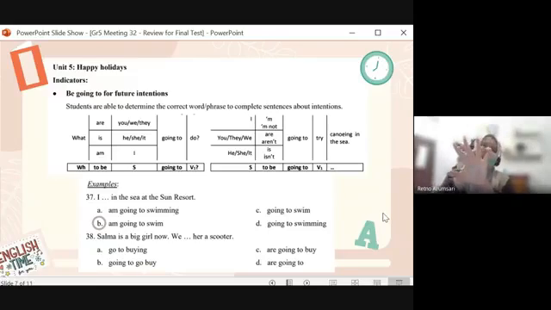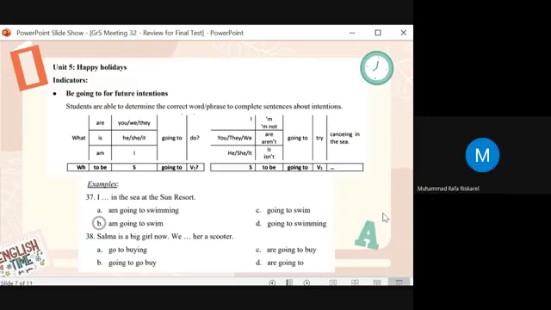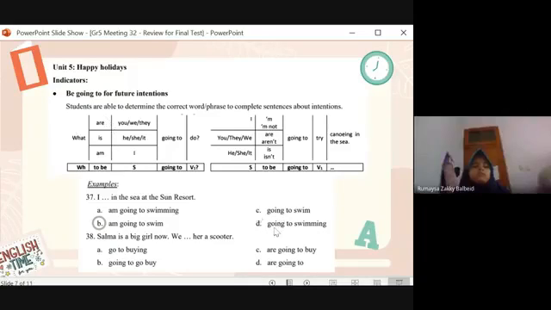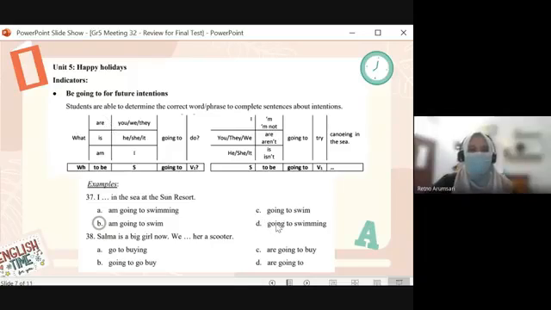This one is verb 1. Don't forget the to be too. C and D don't have a to be, so these two are wrong. A is wrong because there is an ing after swim. Okay.